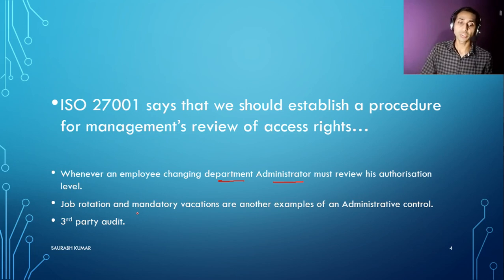Next, job rotation and mandatory vacation must be implemented in your organization. Make sure that very senior-level people, like those who create user accounts and those who give out passwords, go for mandatory vacation. As I explained in previous videos, mandatory vacation means you ask your employee to go on leave, and during that period somebody else comes and sits in his chair, in his particular area, so that they can verify everything: what is wrong, what is right, and what he has been doing.